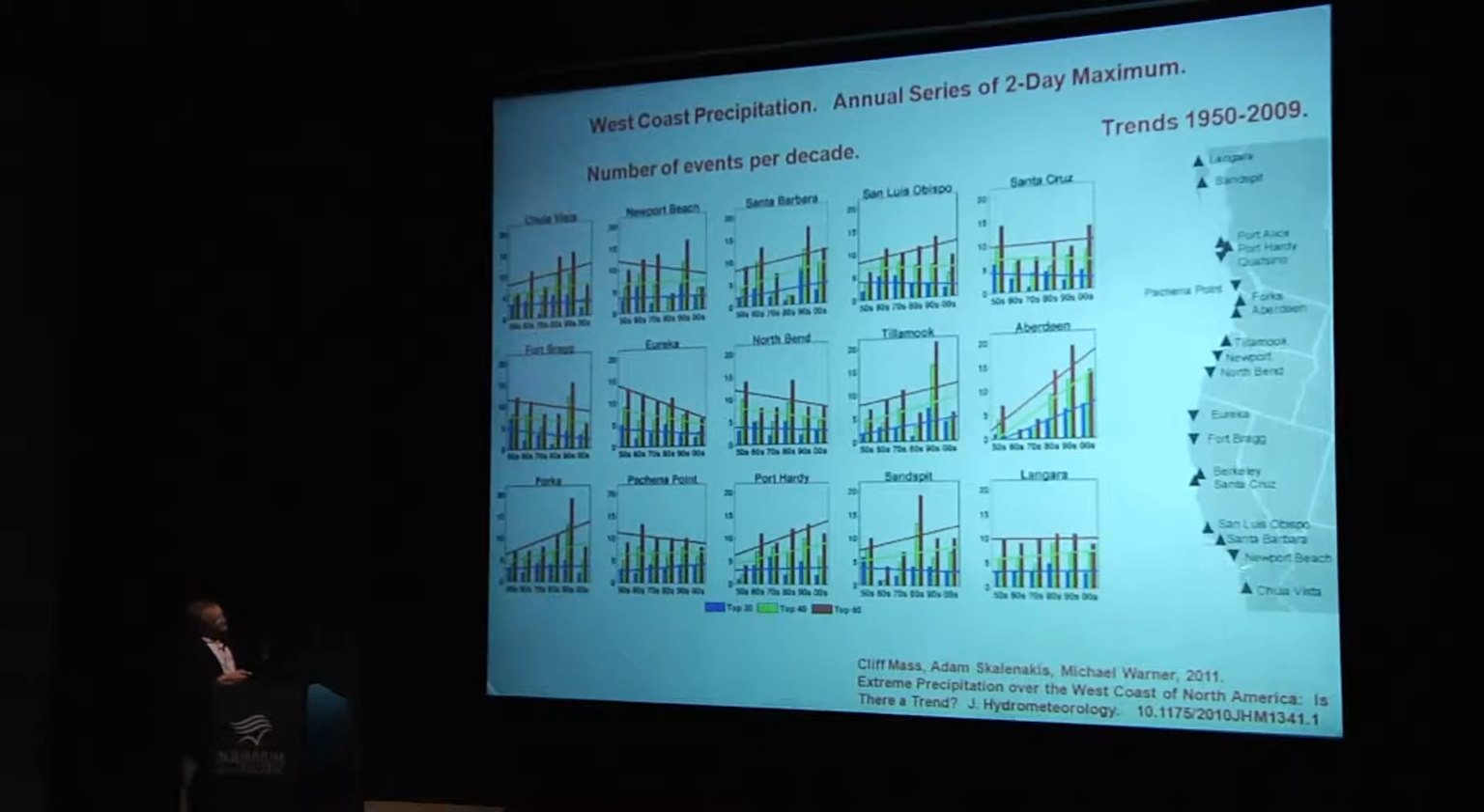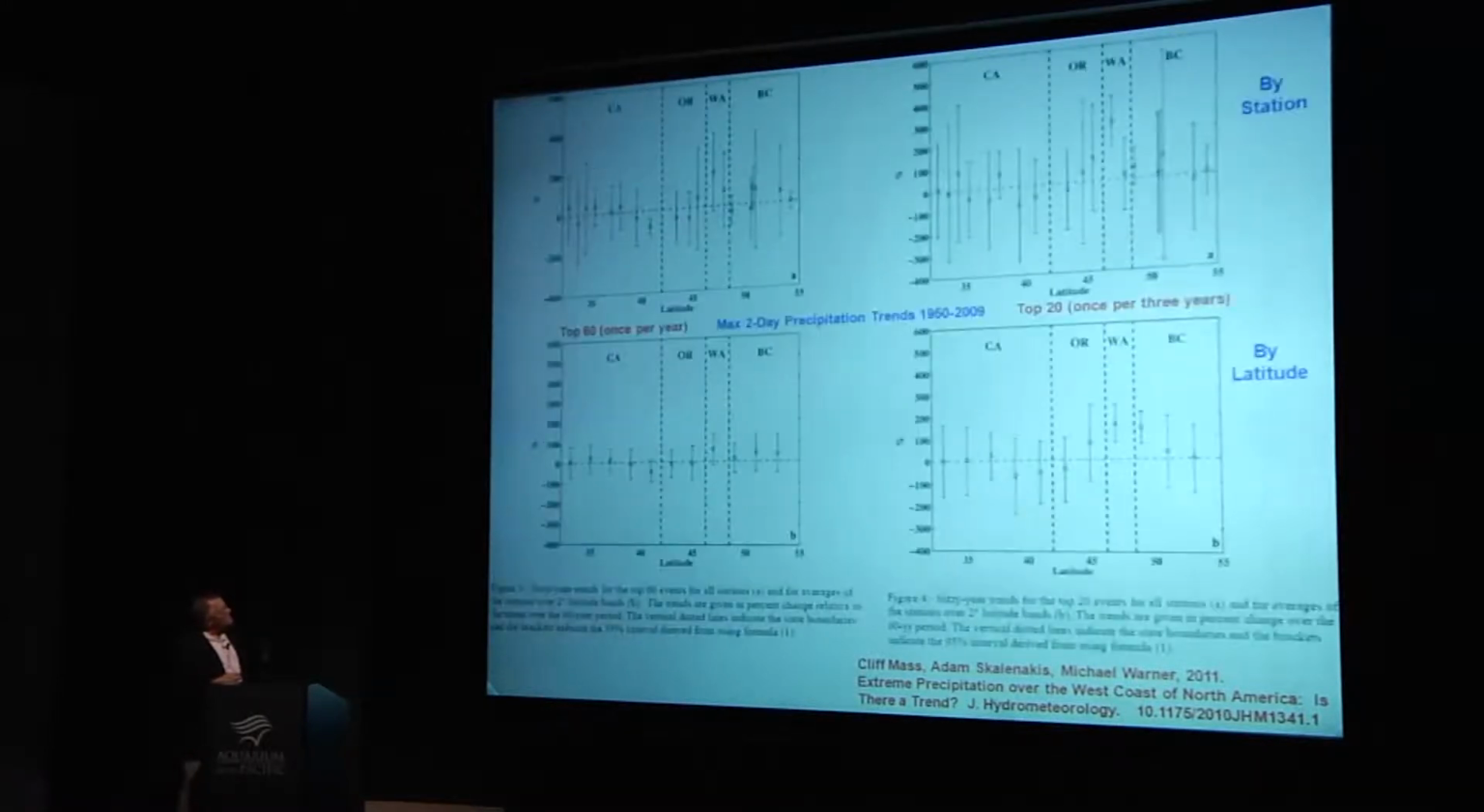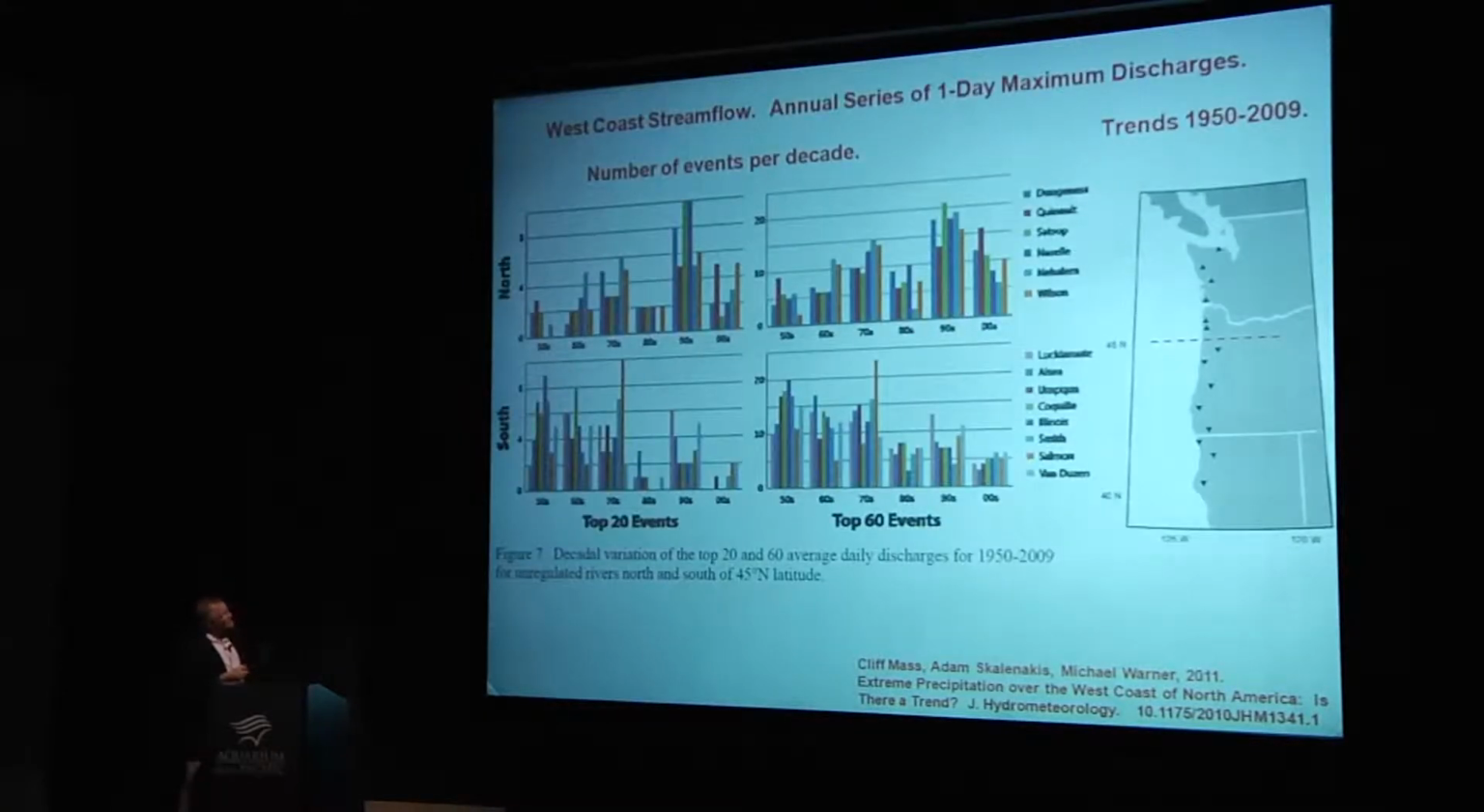Because the arrows here point, they've gone up and down in different places on the west coast over time. So it's not really a clear change to me. And when they summarize them on this diagram right here, they seem to have gone up along Oregon and Washington, but not so much in California. And if you look at stream flow, there's a sort of dividing line here where the extreme stream flows have decreased south of this line and increased north of it.